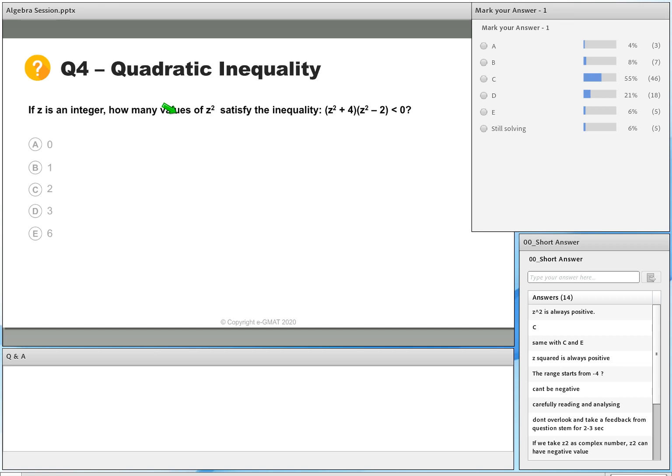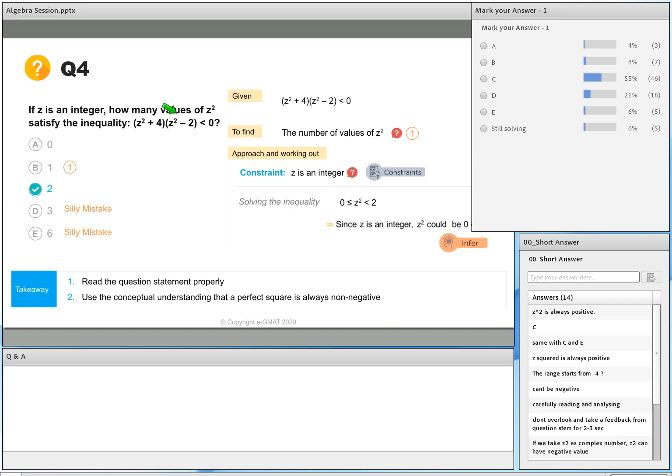All right, here you go. I wanted to wait for almost everybody to mark the answers this time, so we have very few people who are still solving. The majority has gone with C here this time, and C is the correct answer.